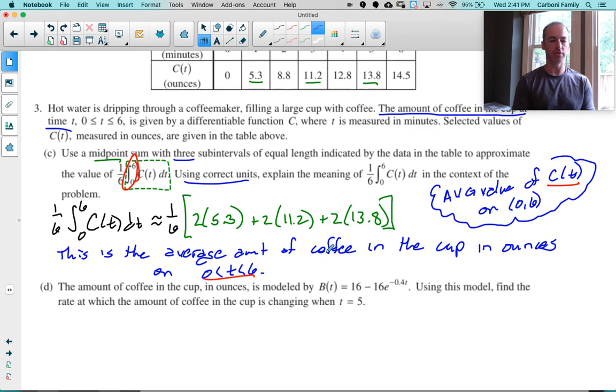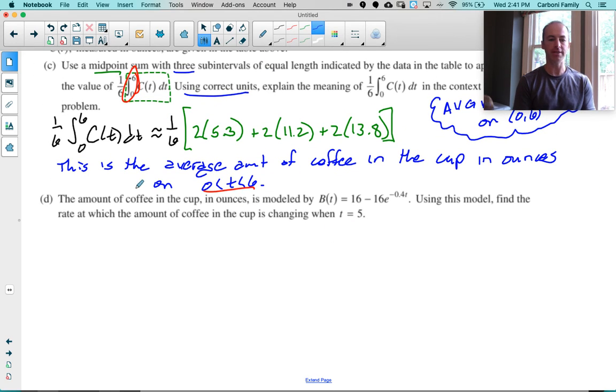And then that brings us to the last question, which is independent of the table. The amount of coffee in the cup is modeled by B of t. So here's another function that is representing the amount of coffee in the cup. And it says, use this model to find the rate at which the amount of coffee in the cup is changing at t equals 5. And so the rate that this is changing would be B prime of 5.